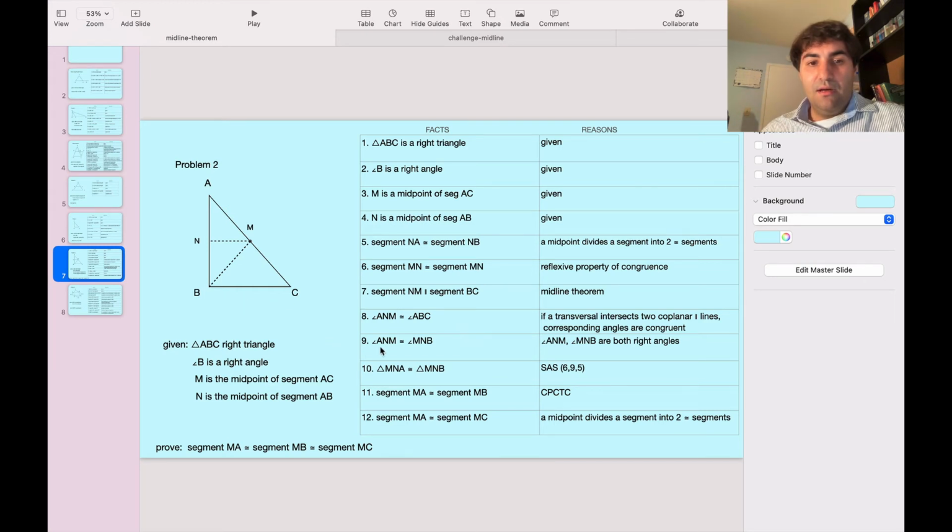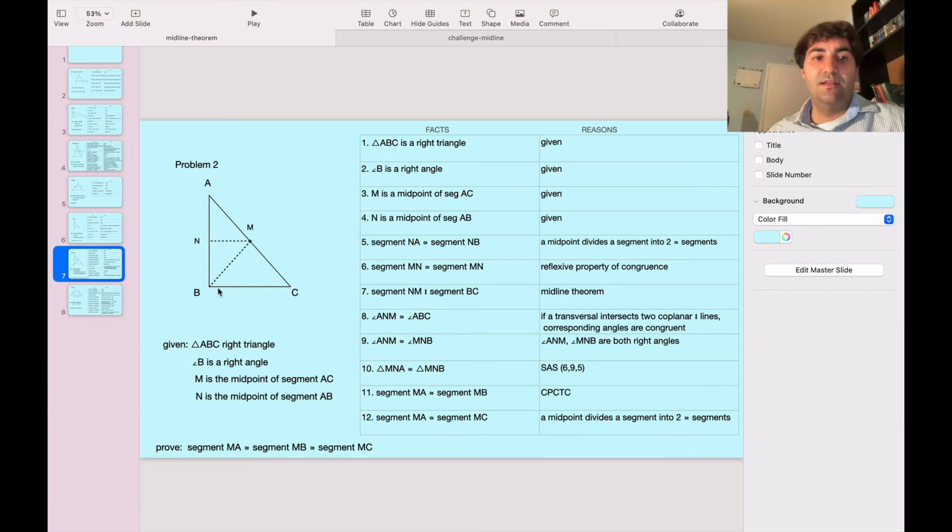Okay, so for this one, angle ANM is congruent to angle ANB. Well, this whole line measures 180 degrees, and we know that this angle here is going to measure 90 degrees, right?